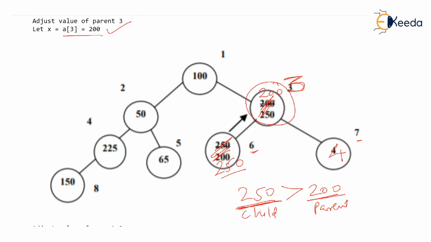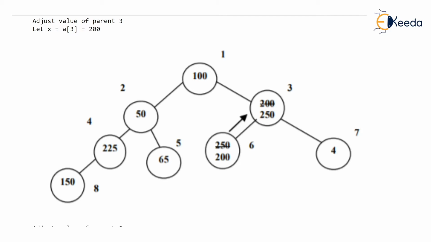So what is done simply is this 250 is shifted up and it occupies the third place. That's what has been shown in the diagram. The larger child has been shifted up. So the third place is occupied with 250, and obviously you can send 200 to the sixth place. And now you can see that the third node is indeed storing 250, which is greater than 200 and 4. So the third parent is greater than its children.